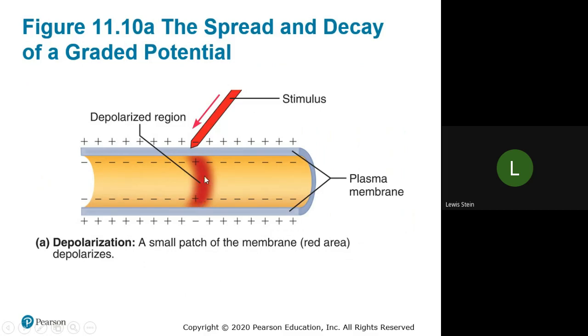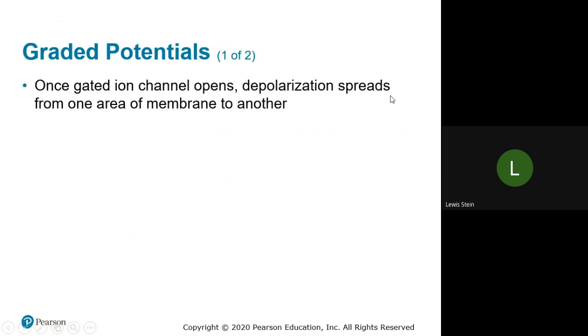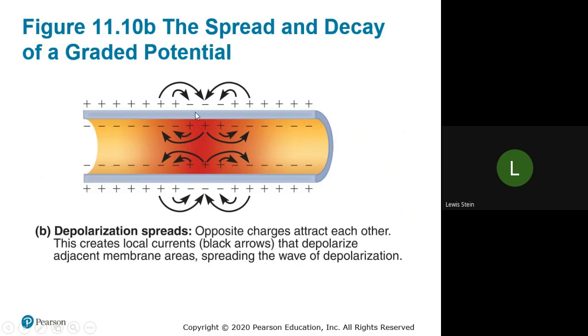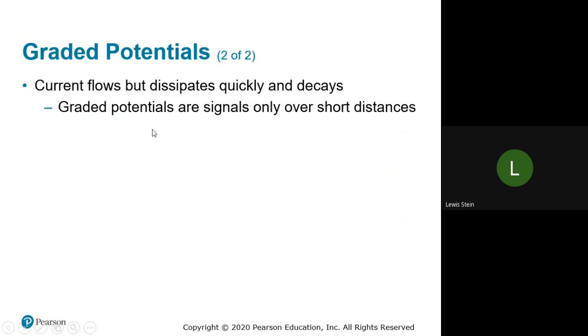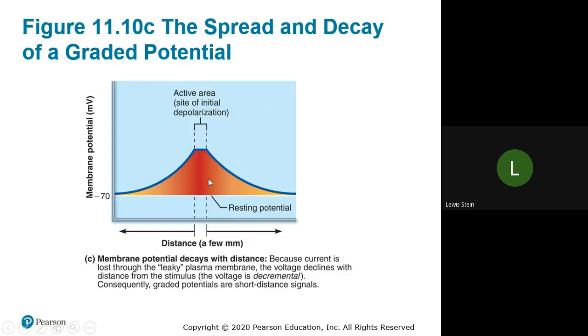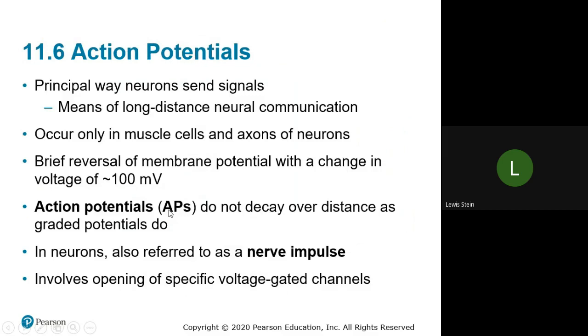So here's the depolarization, very limited. This is the important distinction. With muscle, when it was stimulated, it went in all directions. This is only going downstream. It doesn't go backwards. It's the nature of this stimulus. When it occurs, it only goes downstream. So depolarization spreads from one area of the membrane to another. Even though you're seeing some localized changes here, it's somewhat limited and then it decays. Current flows but dissipates quickly. Graded potentials are only short distances. It starts here and you see it declines over distance.